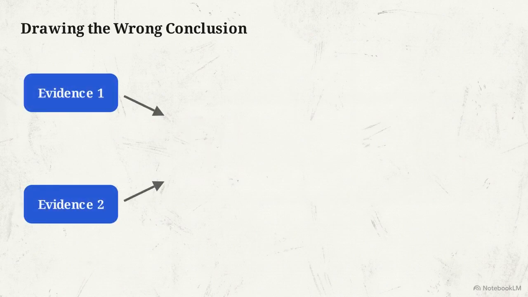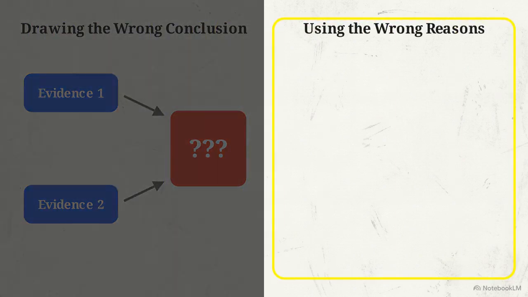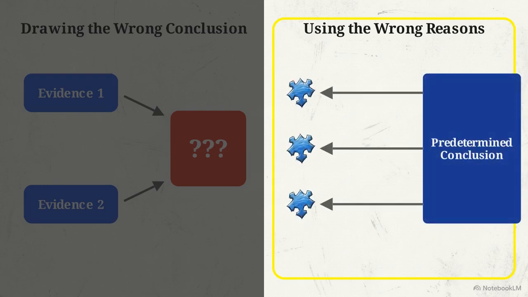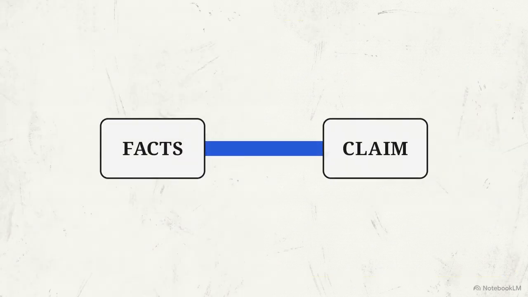In the related error, drawing the wrong conclusion, an arguer starts with a pile of evidence and accidentally infers the wrong endpoint. But using the wrong reasons happens in reverse. Here, the arguer works completely backward. Because they are already fully convinced of their conclusion, they scramble to find anything that sounds vaguely related to prop it up. This backward workflow breaks the core rule of relevance. It creates a total disconnect between the facts presented and the claim being argued.